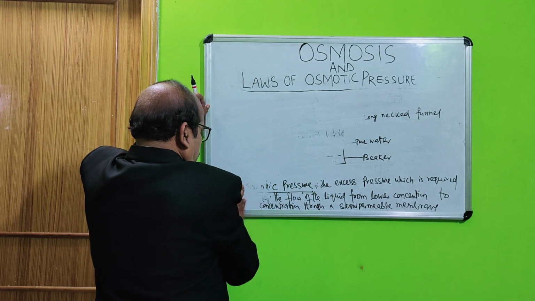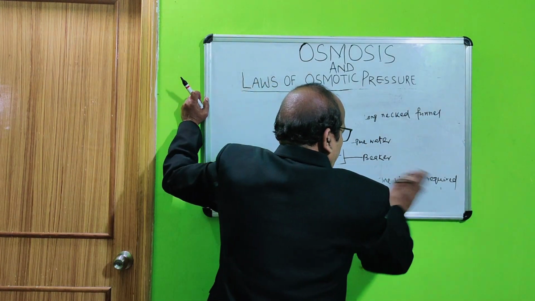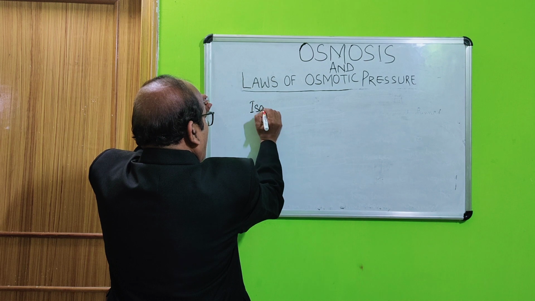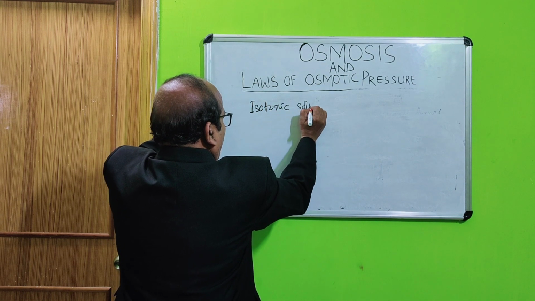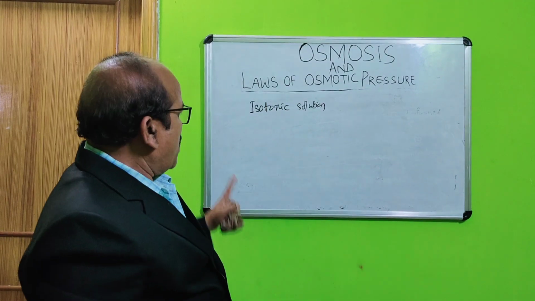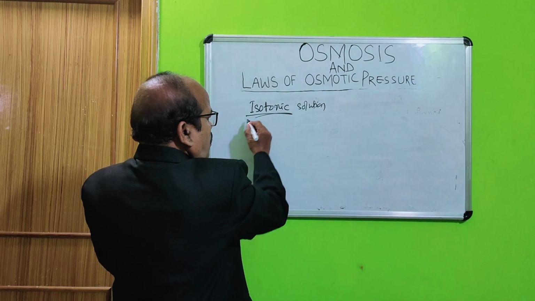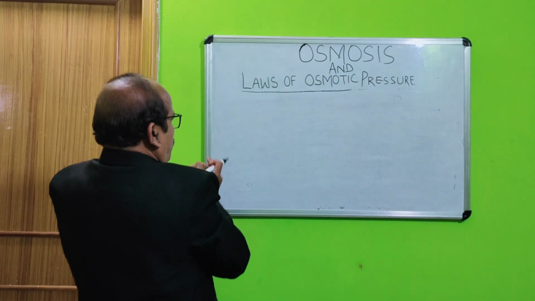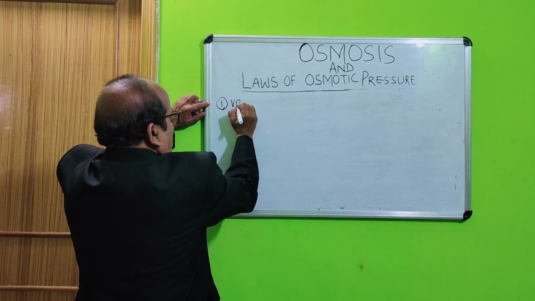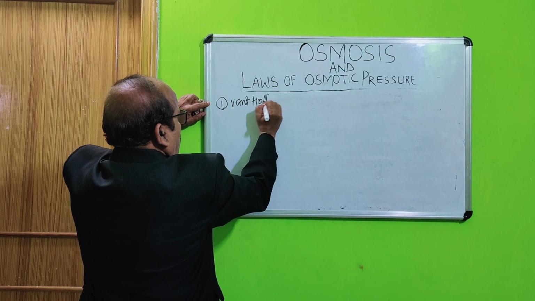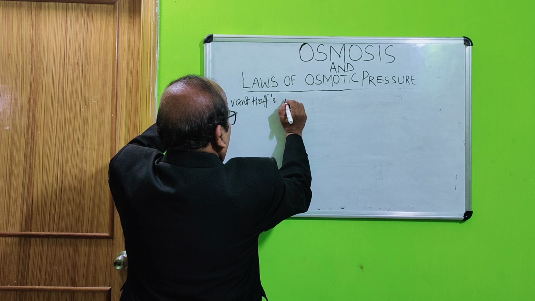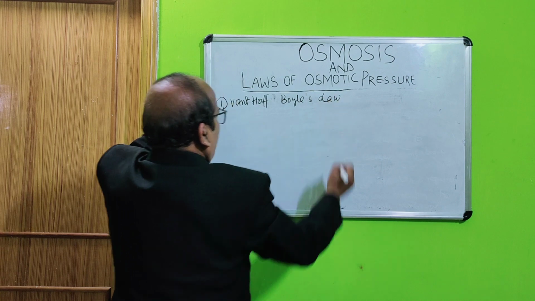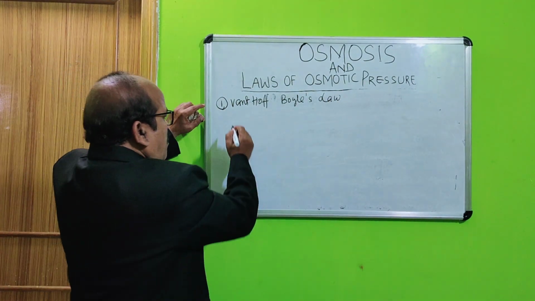Now, two solutions having the same osmotic pressure are called isotonic solutions. I shall now tell you the laws of osmotic pressure. The first law is Van't Hoff's law.